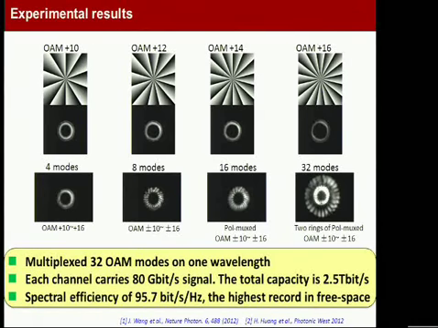And the spectral efficiency we achieved is 95.7 bit per second per hertz, and this is the highest record in free space. So for the next step, we will continue to combine the OAM multiplexing with wavelength division multiplexing to further increase the spectral efficiency and the capacity of the data link.